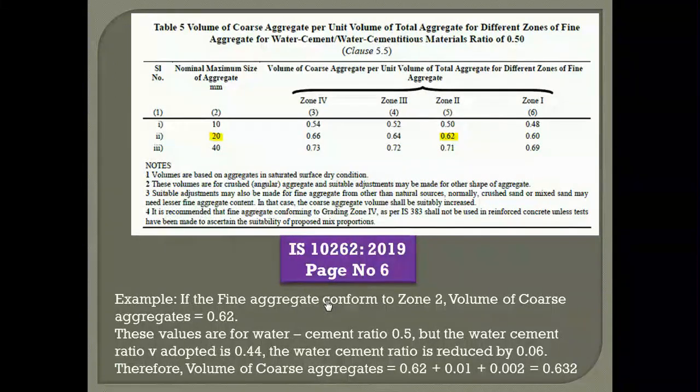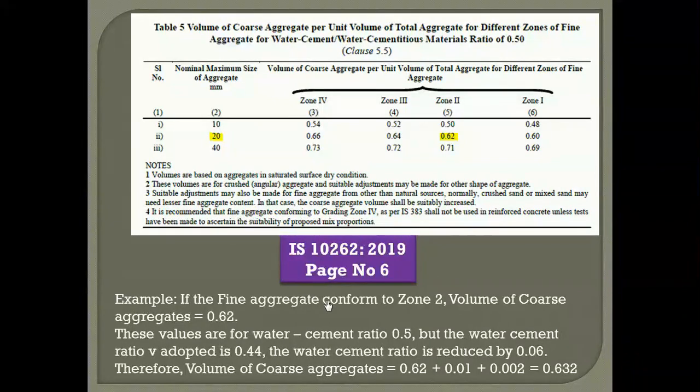Now the maximum nominal size is 20, and if our fine aggregate conforms to zone 2, the volume of coarse aggregate is 0.62. Now, for which water cement ratio is this 0.62 obtained? It is obtained for a water cement ratio of 0.5, which is given at the top of the table. So for 0.5, the volume of coarse aggregate is 0.62, correct?